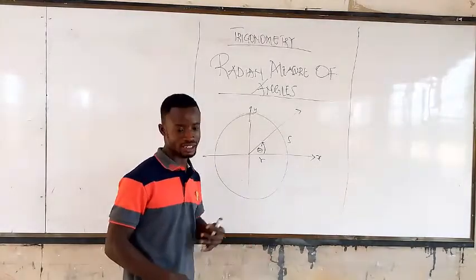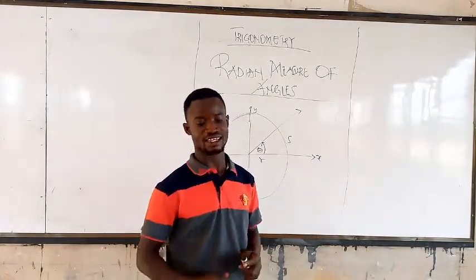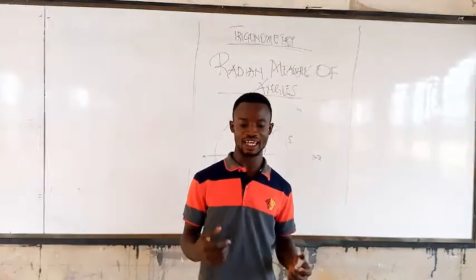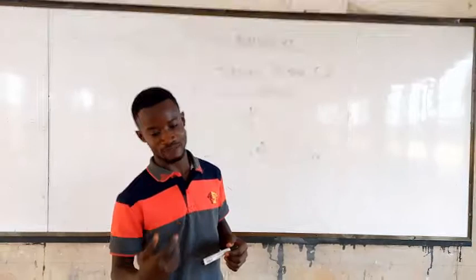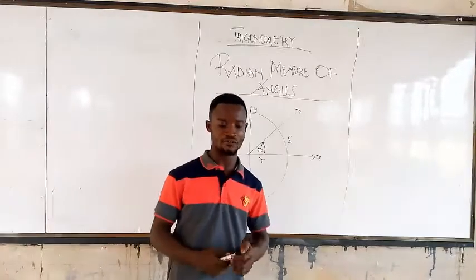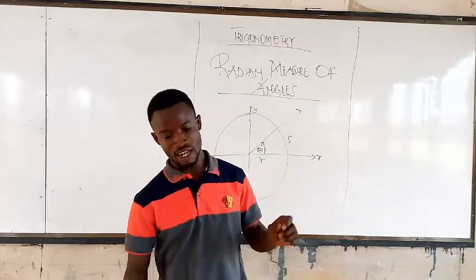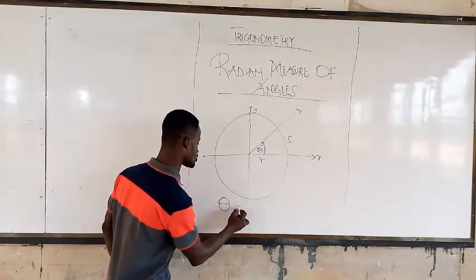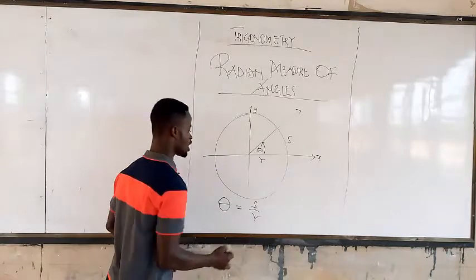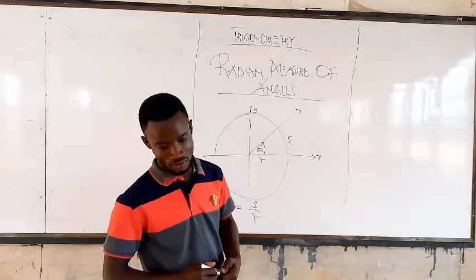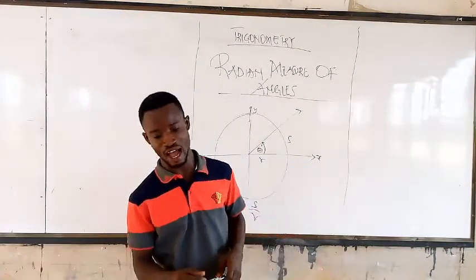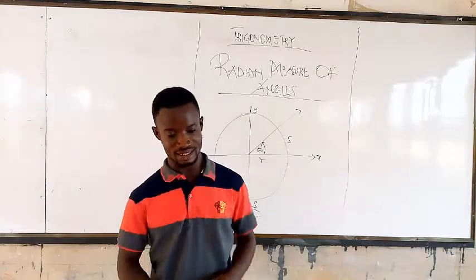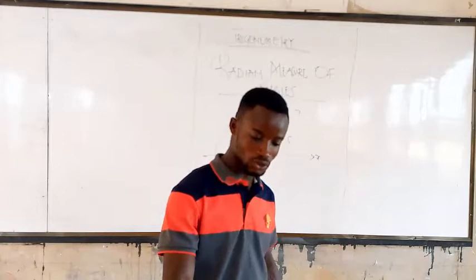So in general, if theta is a central angle of a circle of radius r and its terminal side intersects an arc of length s, then the radian measure of theta is equal to s over r. Since s and r have the same units, radian measure is unitless.